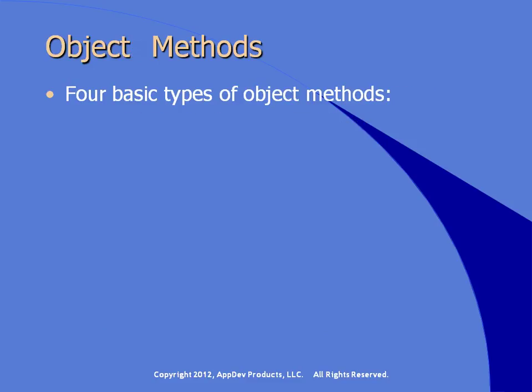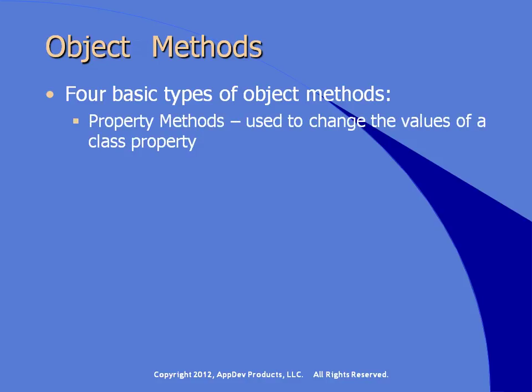Now there are 4 fundamental types of object methods. In other words, we can have a method that is designed to do a specific type of purpose. Property methods are used to change the value of a class property. We just saw name, height, weight. Those are all properties. And we want methods that allow someone to interact with that piece of data. And anytime they do, they're going to do that through what's called a property method.